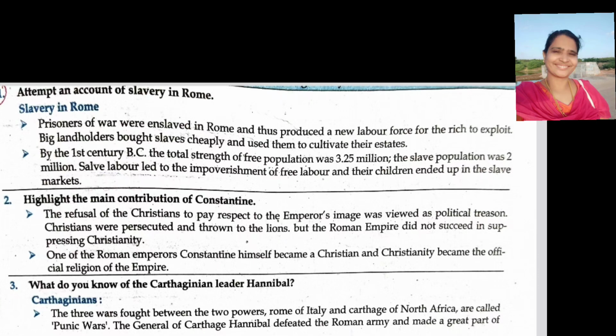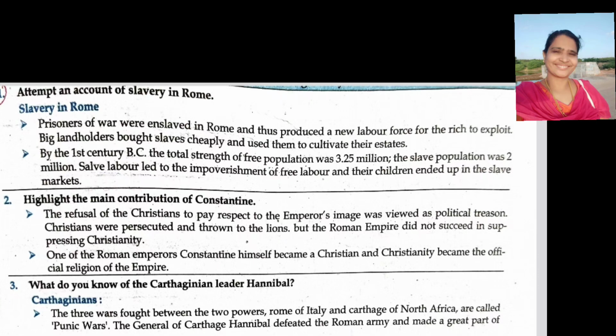By the first century BC, the total strength of the free population was 3.25 million. The slave population was 2 million. So, actually, it is 3 million, therefore 2 million people are slaves. Slave labor led to the impoverishment of free labor and the children ended up in the slave market. They also became slaves, and the children born to them also became slaves.